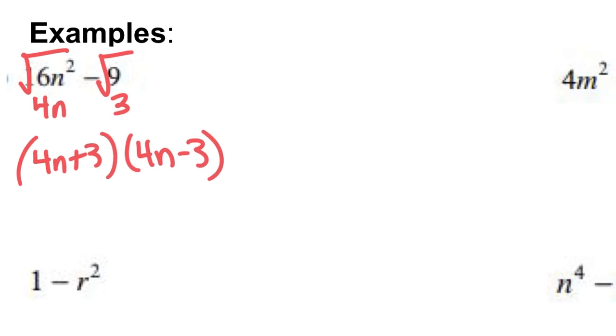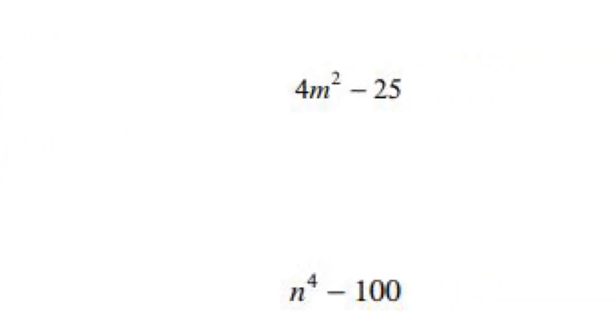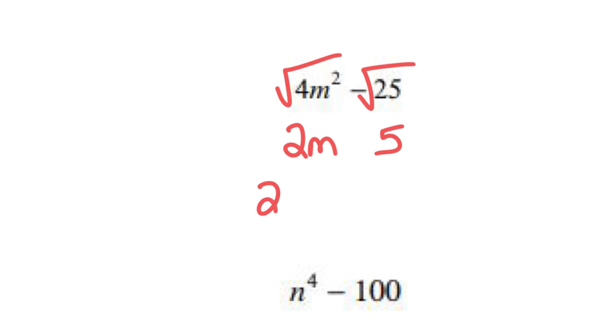All right, with this next one. So I'm checking 4. The square root of 4 is 2. So 4m squared is a perfect square. Check 25. The square root of 25 is 5. So 25 is a perfect square. Subtraction again, so this one fits that category. So our factors are 2m plus 5 and 2m minus 5.